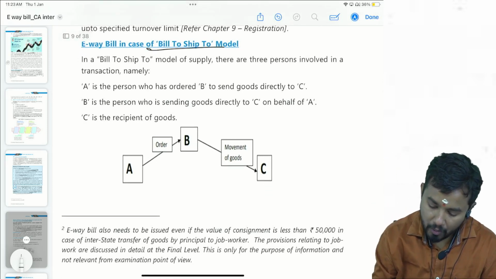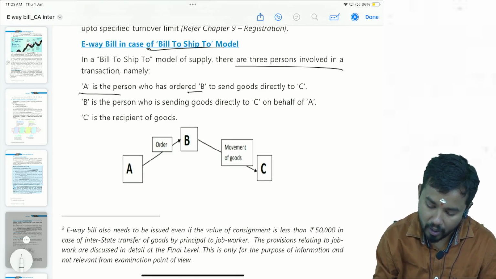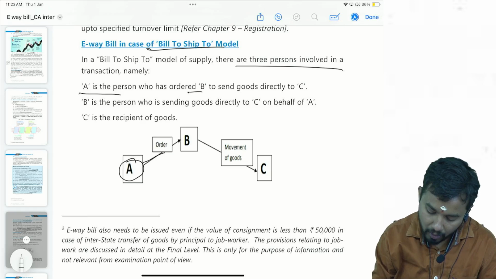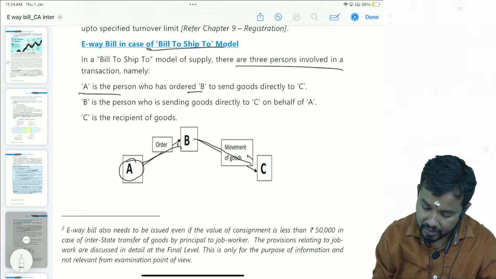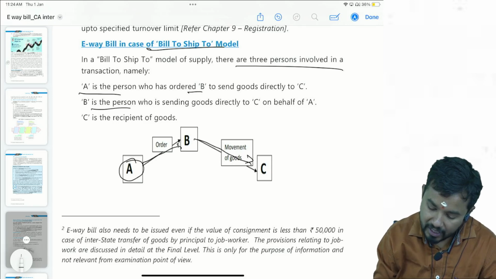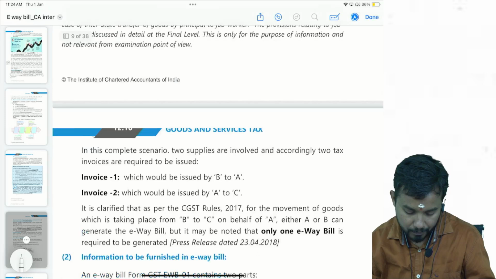In a bill to ship to model of supply, there are three persons involved in a transaction, namely A, B and C. A is the person who has ordered goods from B, and ordered B to send the goods directly to C. Now B is the person who is sending goods directly to C on behalf of A. C is the recipient of goods.